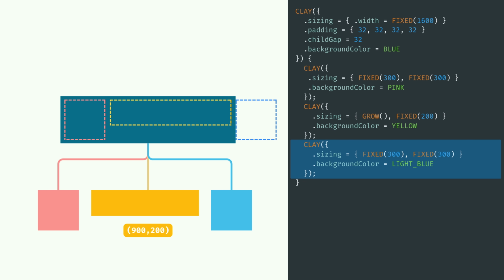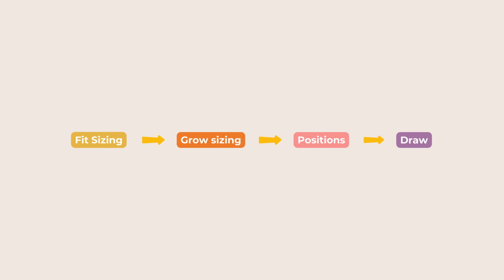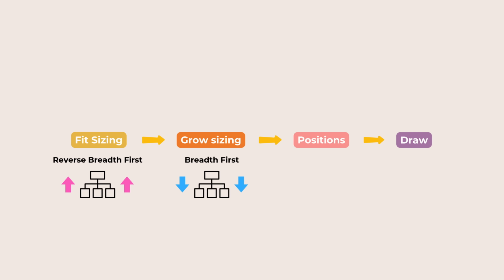So you won't actually know how much free space you have until you've sized the entire tree. The simplest and most foolproof way to handle grow containers is just to add another pass over our tree. In our first pass, we do exactly what we've been doing already to calculate the size of our fit containers, and then in our second pass, we're going to traverse downwards through the tree in breadth first order and expand our grow containers into any available space.